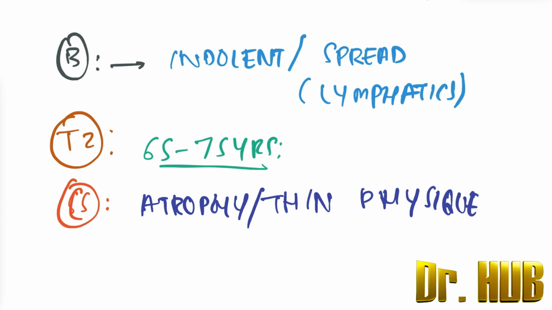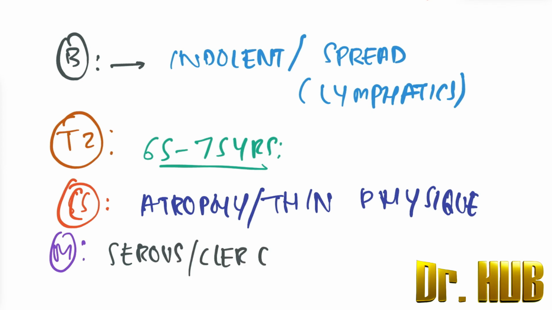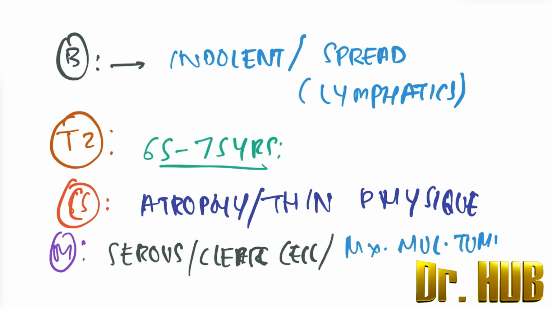How is the morphology? In type 1 there was endometrioid, in type 2 it is going to be serous. There is serous, there is clear cell, and mixed Mullerian tumor.